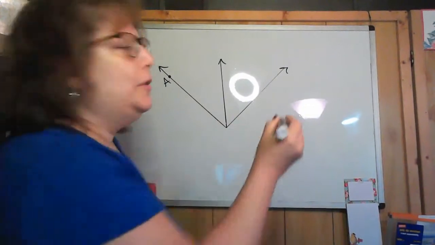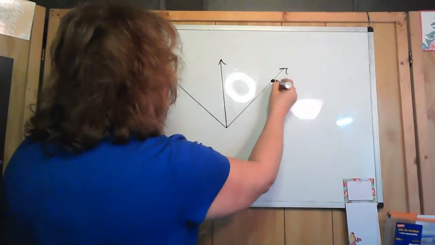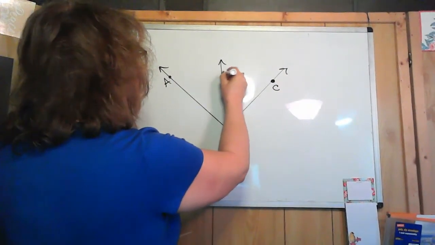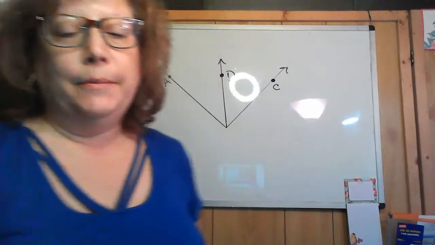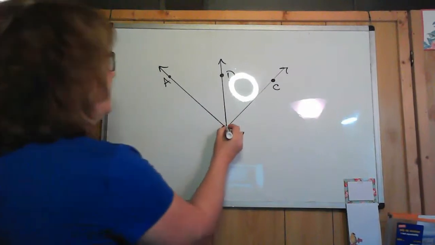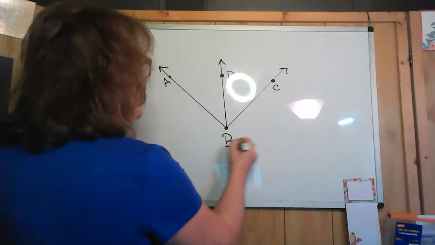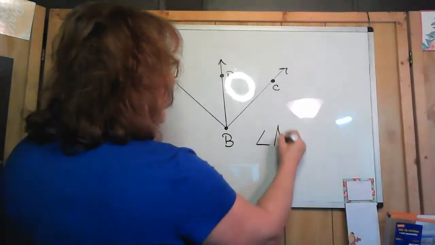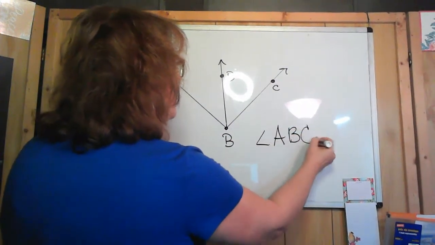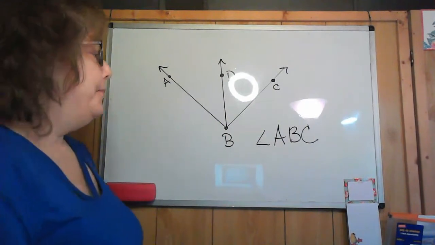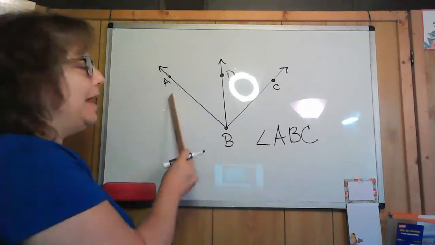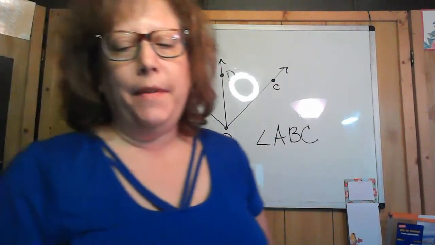All right, our angle is going to be, remember how we name our angles? We name them with letters. Oh, and I forgot this one. So it is going to be A, B, C. Now, if I start here, that means I'm working like that. I could also call it CBA. You can do either one there.